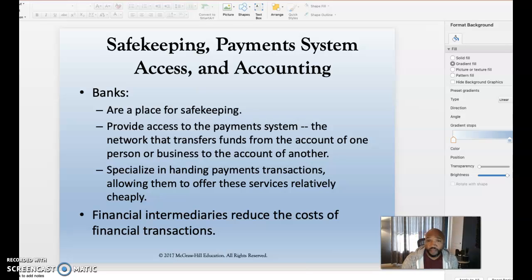But not only that, banks also allow access to structured payment services. So ACH transactions, which we've talked about before, and wire transactions. Banks handle those transactions for you in a safe and kind of structured way that you couldn't otherwise do.